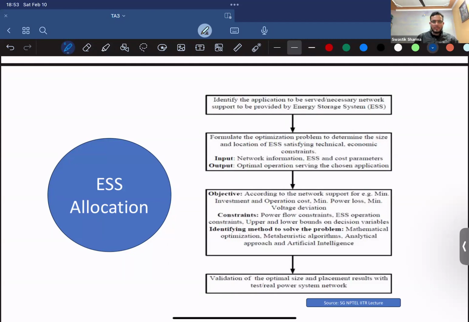I guess you all are comfortable with optimization problems. These generally have an objective. Let's say you have a minimization function of some f(x). You have some constraints, which generally are equality constraints and inequality constraints. You generally solve it using Lagrangian methods or other heuristics or other mathematical approaches. So an ESS allocation also goes through a similar optimization problem.